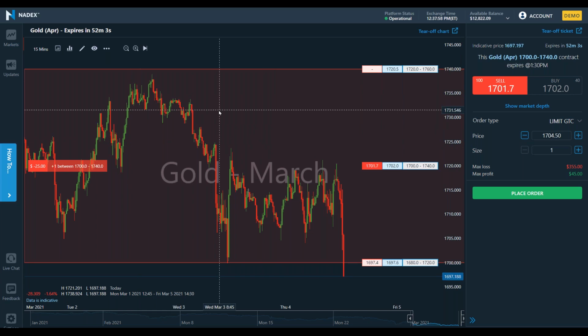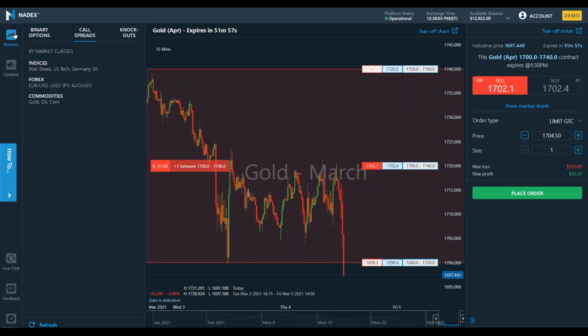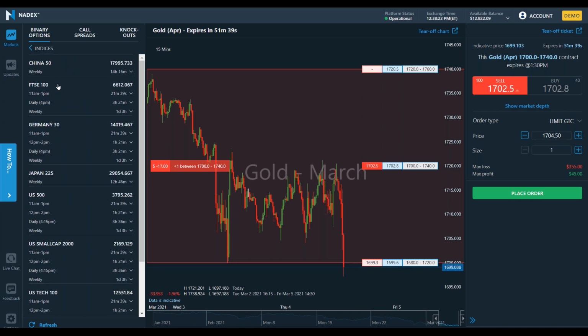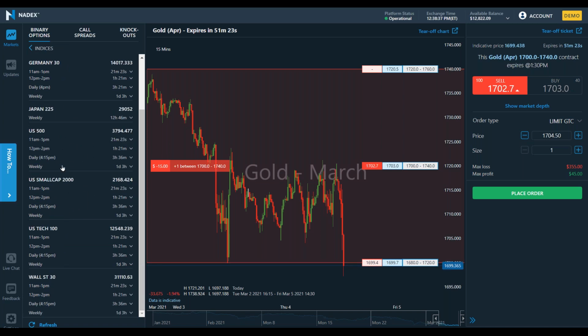All right, so this is how you can take a look at call spreads. Now what I want to do is jump over to look at binary options. On binary options, we've got 5-minute binary options, 20-minute binary options, and then hourly, daily, and weekly binary options. And as I mentioned on our indices, there's the FTSE if you're trading what's going on in the UK, the Chinese index, the Hang Seng, the DAX, the Nikkei, and then US markets, US equity indices.